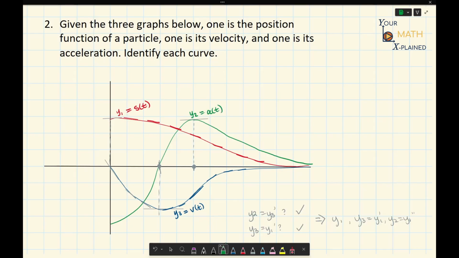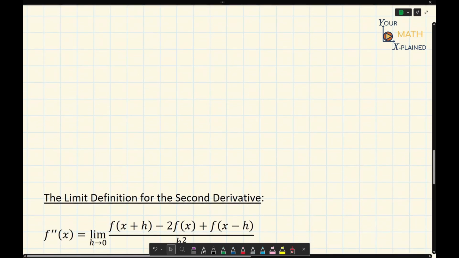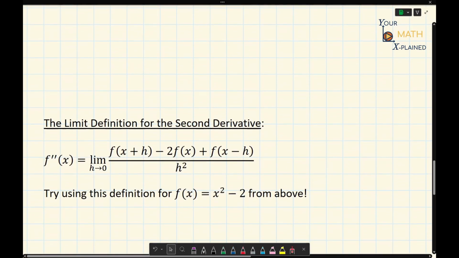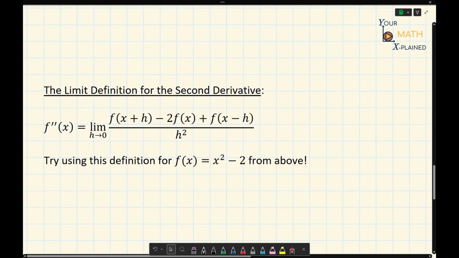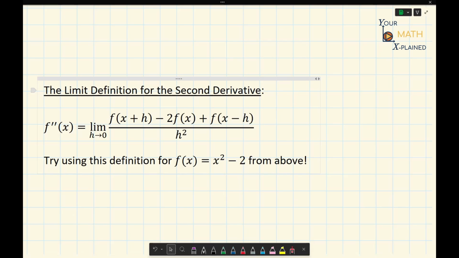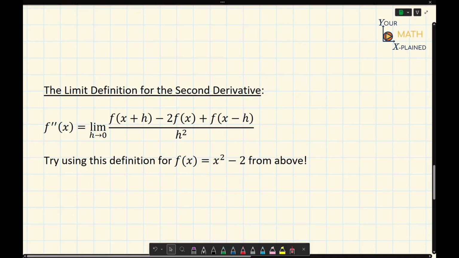Lastly, did you know that there is actually a way to skip the middle step and find the second derivative directly? So the limit definition for the second derivative is shown on the screen here. Now at first glance, it looks intimidating, but it's actually a beautiful symmetric formula. And we'll dive deeper into where this comes from in a future video if you're interested. So let's try using this definition to find the second derivative of f of x from above.